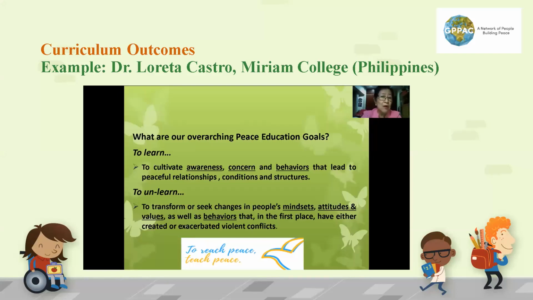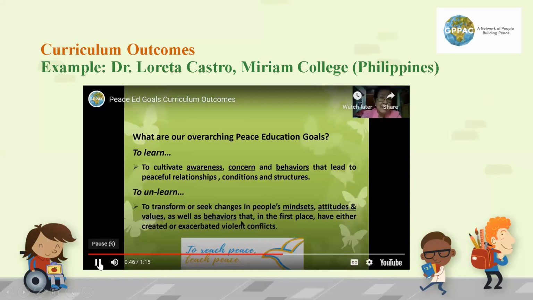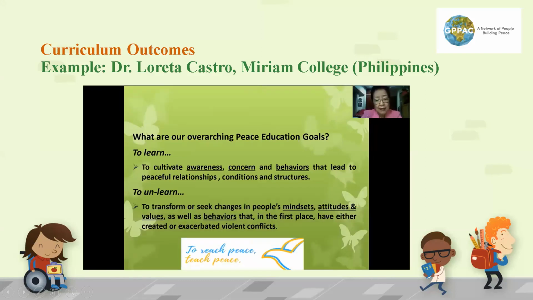And so our corollary goal is to transform or seek changes in the mindsets, in the attitudes and values, and also in the behaviors that in the first place have either created or exacerbated violent conflicts. And this little graphic that you see below, to reach peace, teach peace, is the mantra of our center. But of course, it's not original to us. This was first promoted by the Global Campaign for Peace Education.